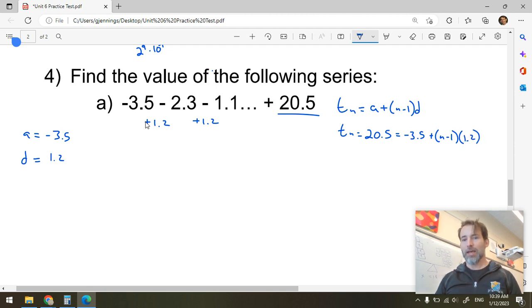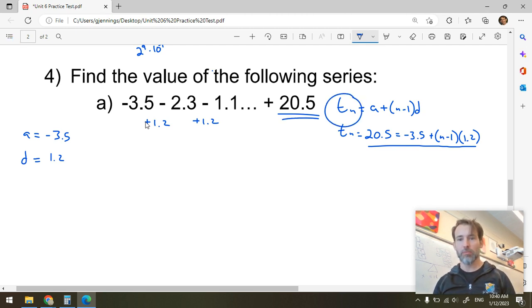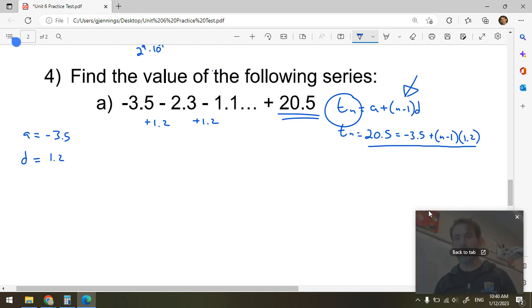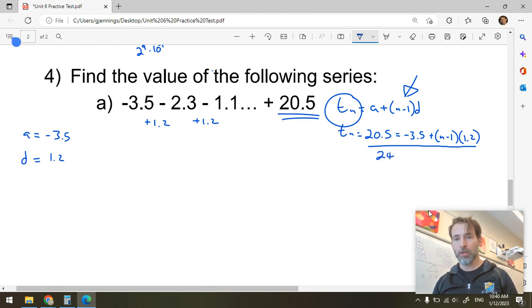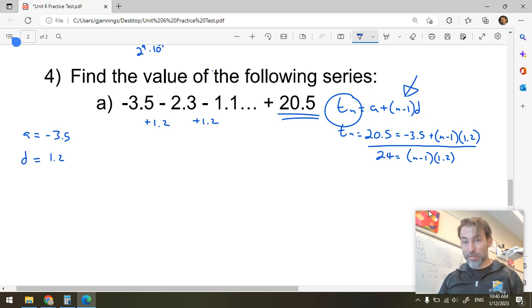Solve this for n, okay? And that will tell you which number of term that last term was, because this is the last term. So if the last term was that, well, that must be some n that makes it. So let's find it. Add 3.5 to both sides, and you get 24 equals n minus 1 times 1.2. Divide both sides by 1.2 gives you, what is that, 12? No, 20. 20 is equal to n minus 1, and n is equal to 21.